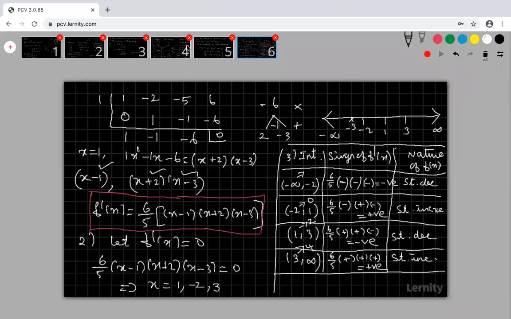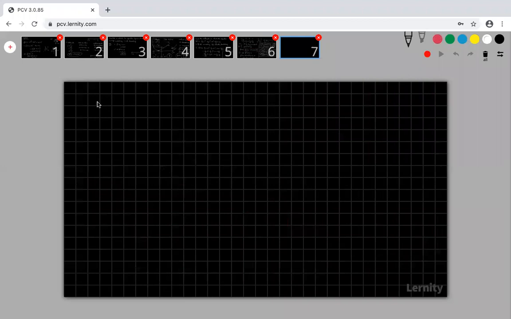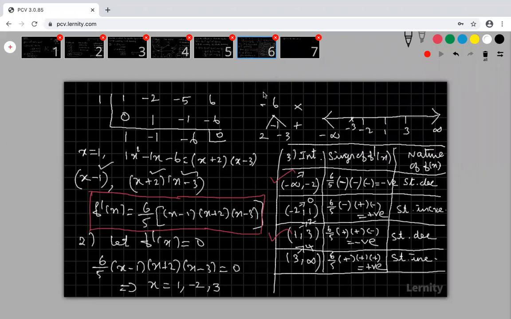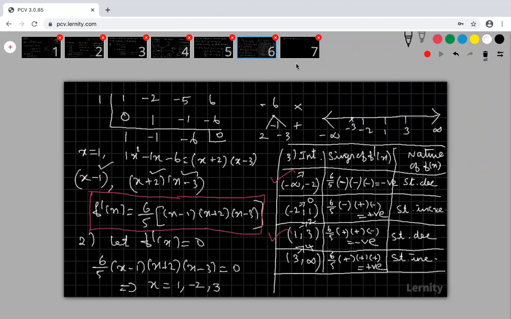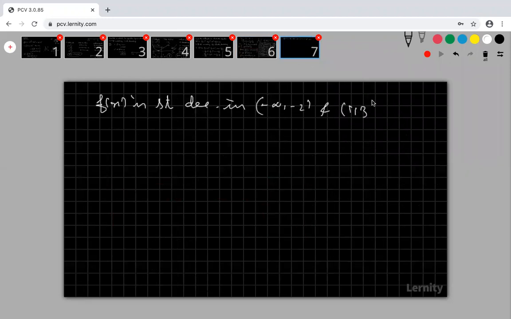Look at that, dear students. In these two, strictly here, I am getting strictly decreasing. In this interval, my function is strictly decreasing. In this interval, my function is strictly decreasing. You can write like that also: f of x is strictly decreasing in the intervals minus infinity comma minus 2 and another interval 1 comma 3. You can write like that also.